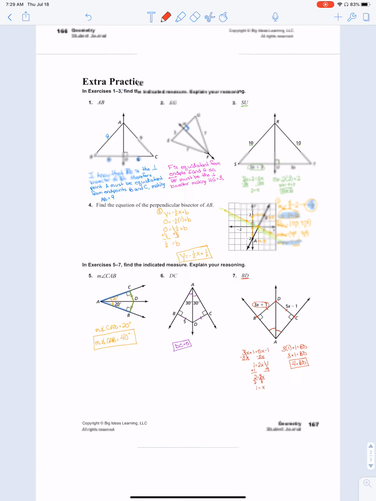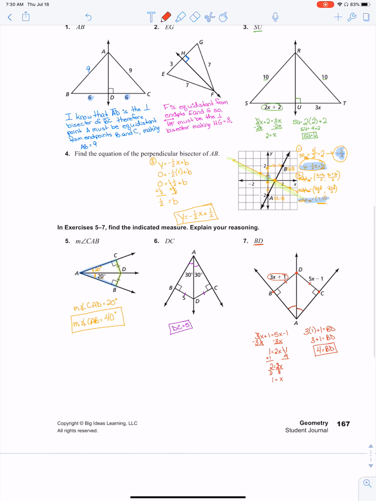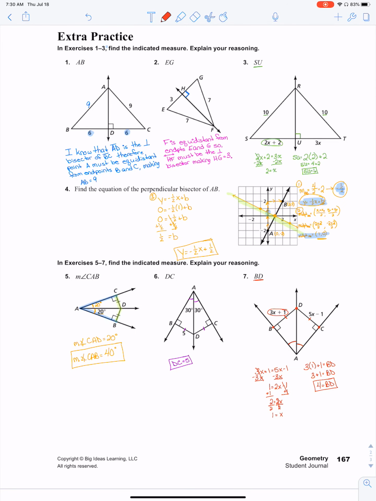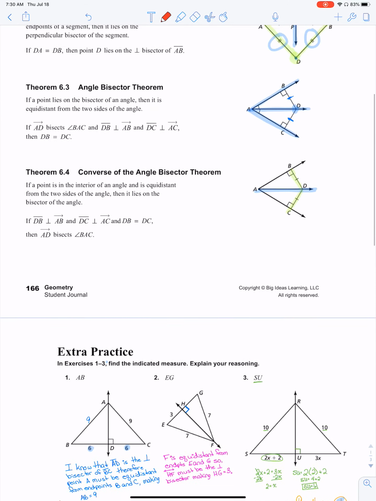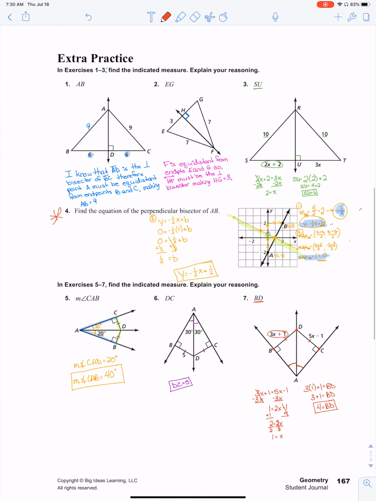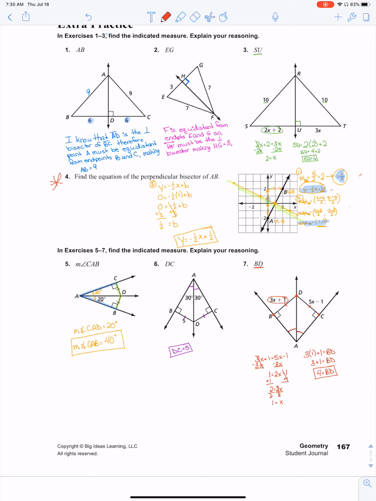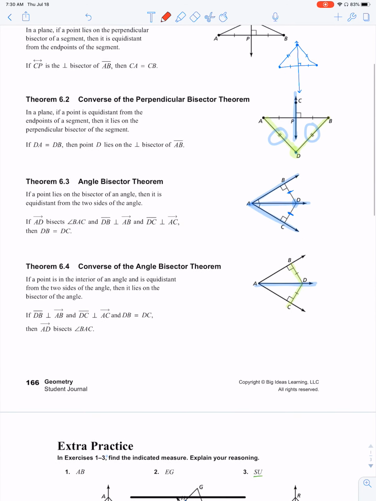All right? I hope this wasn't too much for you guys. I know number 4 probably seemed a little tricky. However, it's 3 steps. Find the slope and the opposite reciprocal of it. Find the midpoint. Plug it into this equation here, and you're done. Okay? So I'm hoping this went well for you guys and you had a good understanding of it. And we'll move on to 6.2 now.